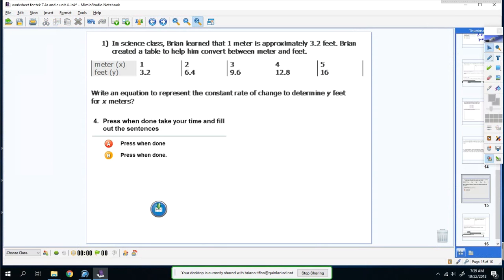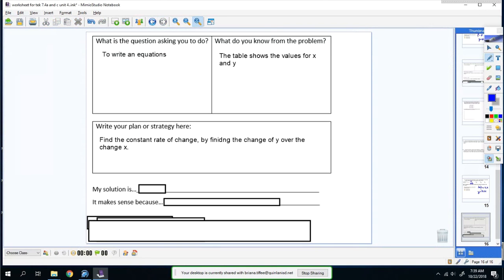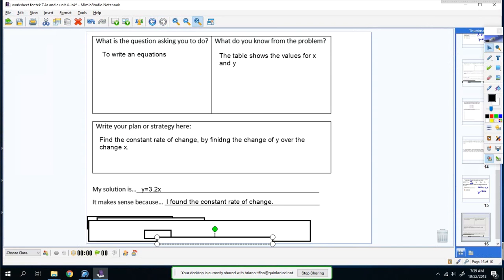So the change of x is 1 and the change of y is 3.2. So you have 3.2 over 1, which equals 3.2. So that's my constant, which means my equation would be y equals 3.2x. So my solution is y equals 3.2x, and I know it because I found the constant rate of change.